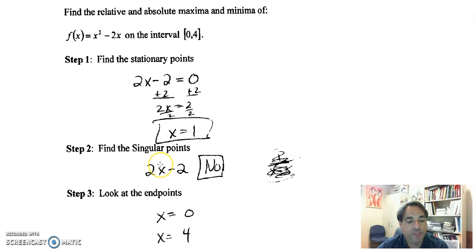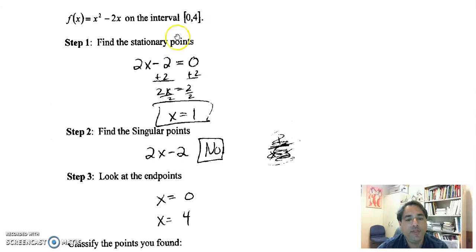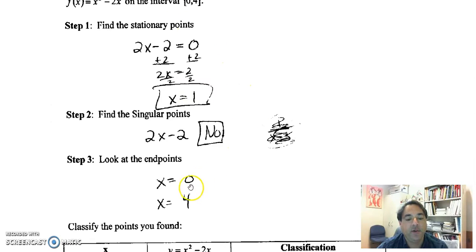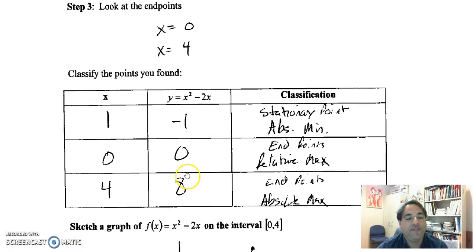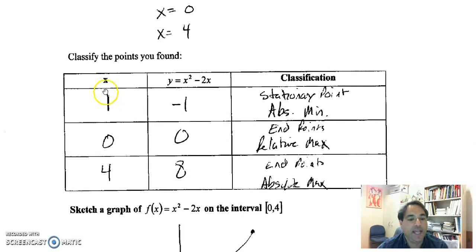Singular, we look at the derivative, 2x minus 2. There's no number that would make that undefined, so there are no singular. Again, looking for something divided by x, maybe. And then endpoints would come in the domain. 0 and 4, that's where the graph starts and ends. So we know we're going to look at 1, 0, and 4. So when I go to graph this, I know I need to see x = 1, x = 0, x = 4.